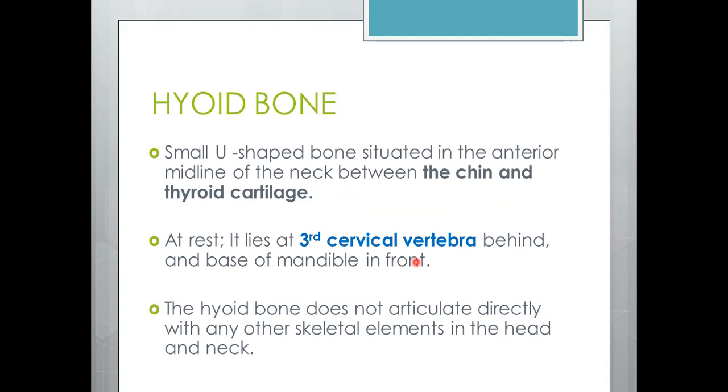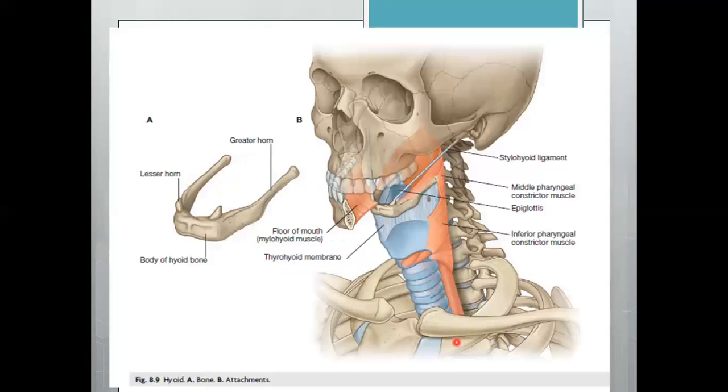So what is hyoid bone? The hyoid bone is small U-shaped bone situated in the anterior midline of the neck between the chin and the thyroid. It lies at third cervical vertebrae. The hyoid bone does not articulate directly with any other skeletal element in the head and neck. This is the hyoid bone. This is the body of the hyoid bone. This is lesser horn of the hyoid bone. And this is greater horn of the hyoid.